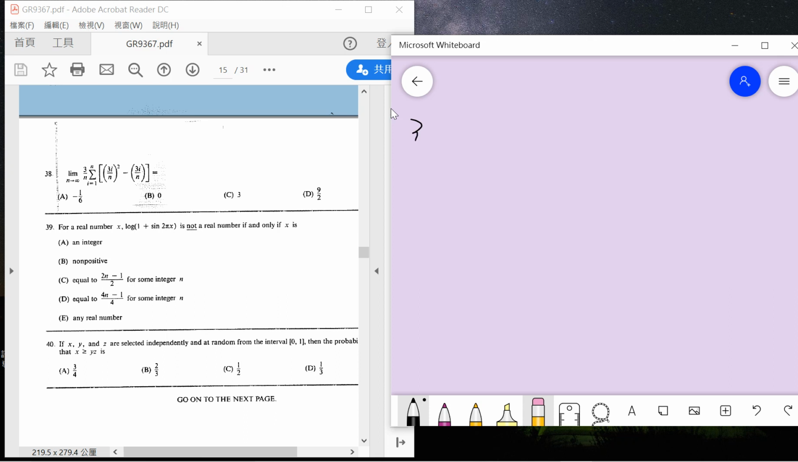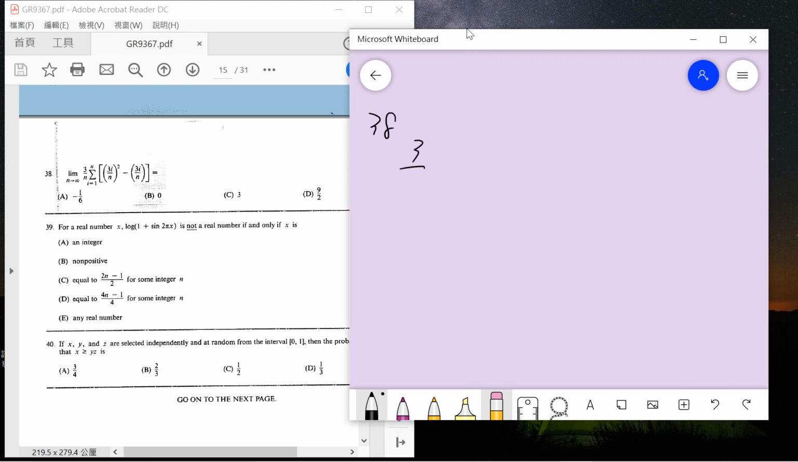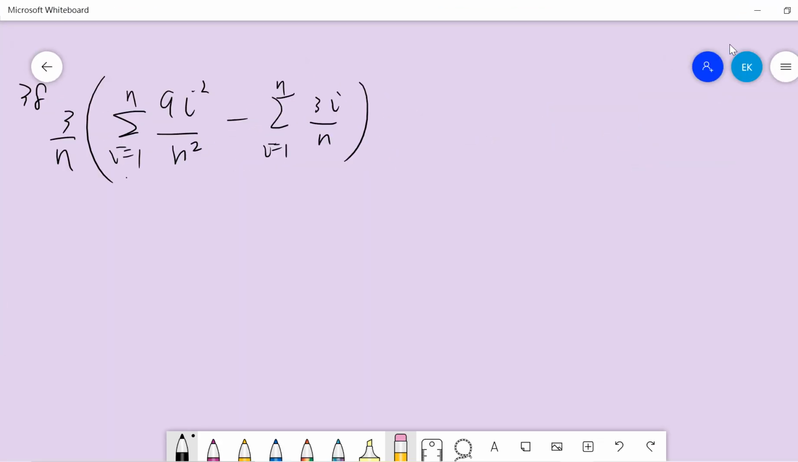Welcome, guys. So we solve 38. Usually people like to use the Riemann integral to solve this kind of problem, but I don't like that. I usually use brute force calculation for this type of problem. Maybe brute force is still very quick. So let me show you guys.